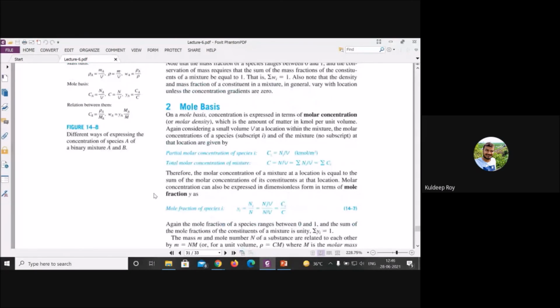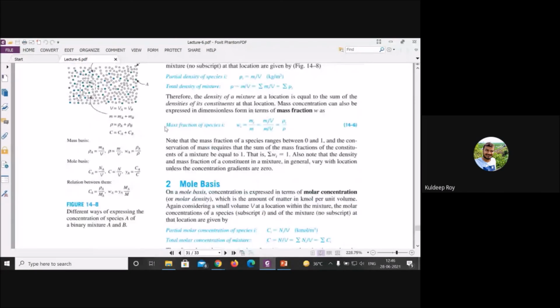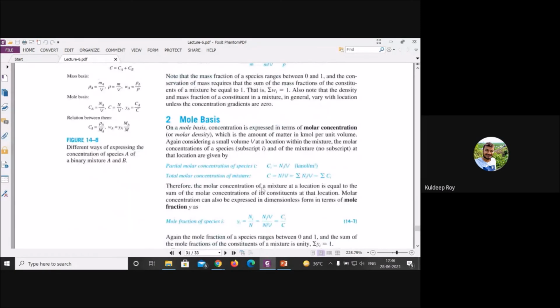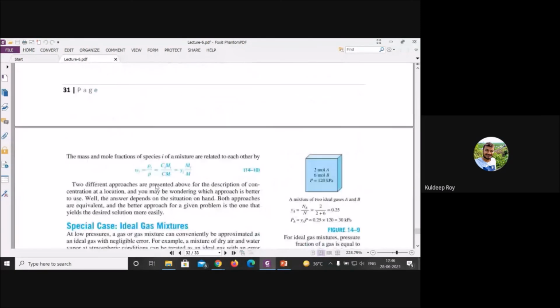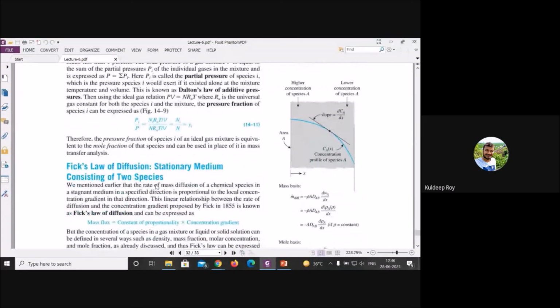Another one will be your mole basis. Only two approaches are there, only two. Now you can see how you will convert. These are the conversions, like rho is equal to m by v. We know the formula. How will you convert into mole? Number of moles divided by the volume. Okay, you can easily get your mole basis. And these are the conversions. If you read once, you will be able to easily understand how to convert this.